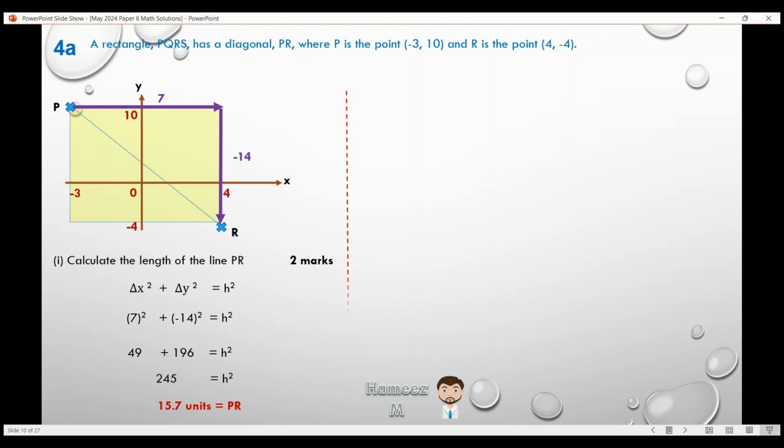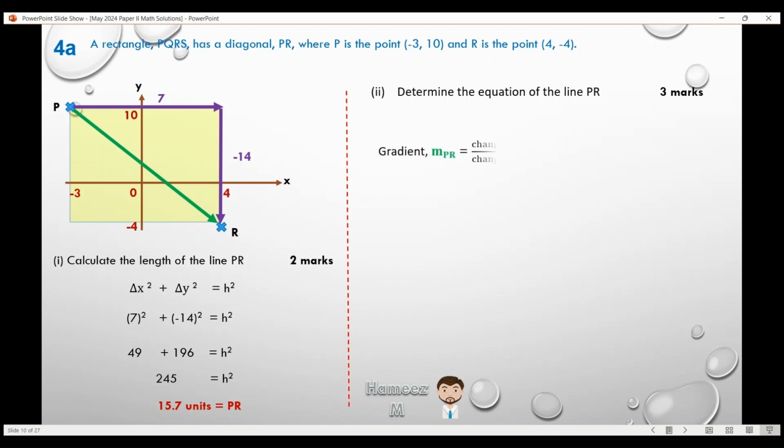Now that we've gotten that first part, let's go on to part 2. Determine the equation of the line PR. So now that we're looking at that line, we can see that there's a slope and it's moving downwards to the right. So let's bring that up with a green arrow so you can see what the equation of the line generally looks like. It's just a sketch.